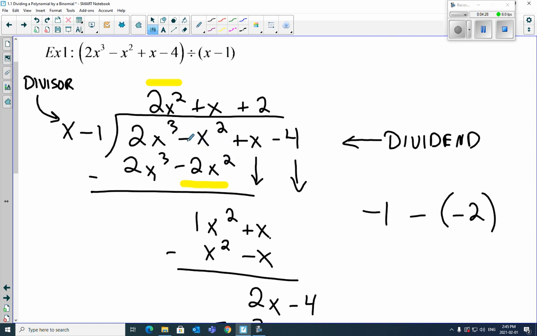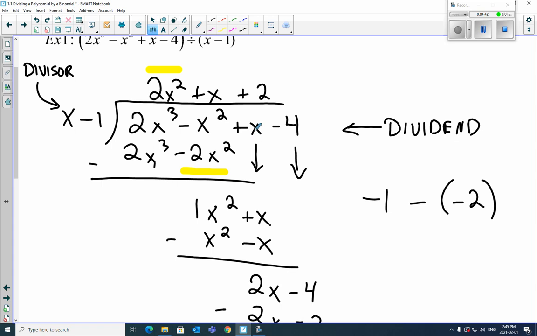Now careful on this next part. This is negative 1x squared minus negative 2x squared. So it'd be like this, -1 minus -2. Don't get caught up in the math, right? So that would be positive 1x squared. Okay. Then what we do is we bring down the next variable. We drop our x. We put it here. So we have a nice 1x squared plus x.